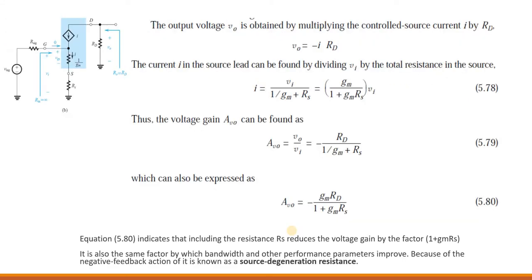Okay, so next is the output voltage. You need to calculate the output voltage. What is the current flowing in Rd? It is i. So the output voltage is nothing but i into Rd.